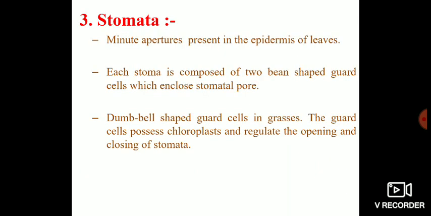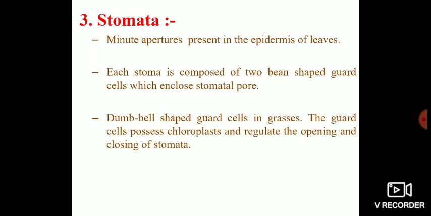Now the third structure associated with the epidermal tissue is stomata. Stomata are minute apertures which are present in the epidermis of leaves, and each stomata is composed of two bean-shaped guard cells which enclose a stomatal pore. You will see in the next slide. But in case of grasses, the guard cells are dumbbell-shaped. The guard cells possess chloroplasts and they help in the regulation of opening and closing of stomata.